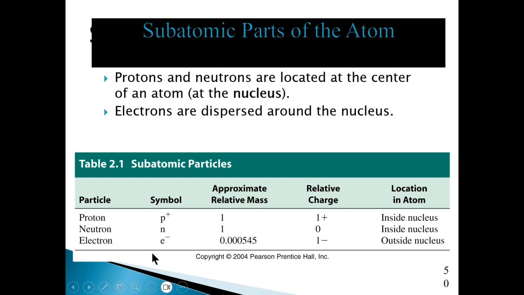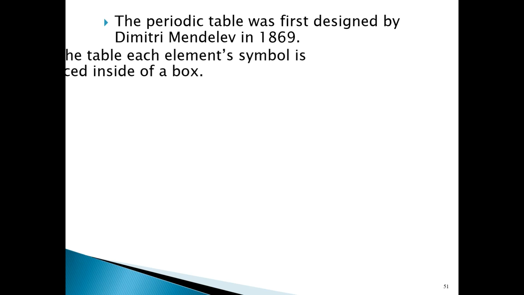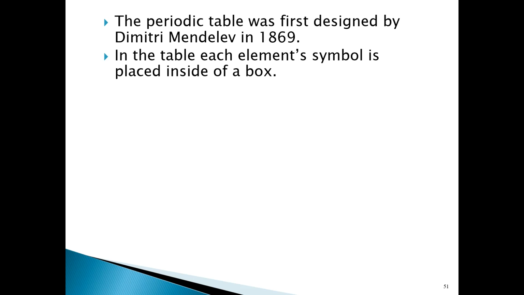And then we have the electrons, right? Now, the electrons, as you can see here, its mass is much less than that of either the protons or neutrons. In fact, the mass of the electron is about 1/1800 times that of either of these two particles. In terms of the charge carried by the electron, it is -1, and it is located outside the nucleus. So as stated here, the electrons are dispersed around the nucleus. All right, so that's basically how these particles are, their nature, and where they're located. Now, let's talk about the periodic table.